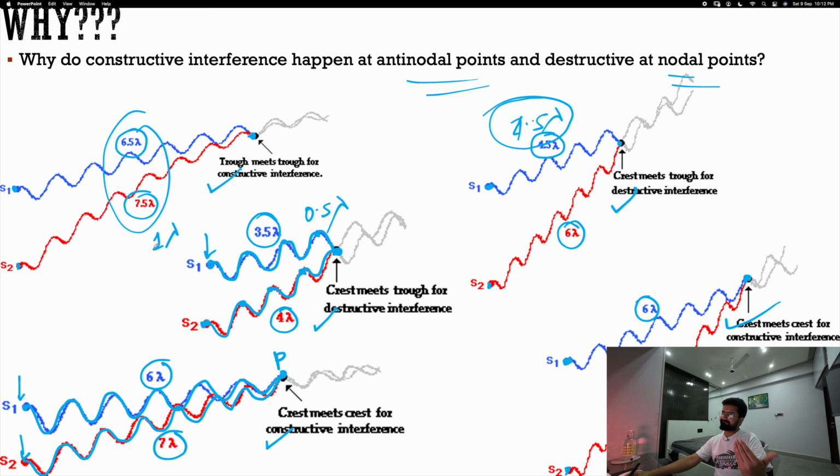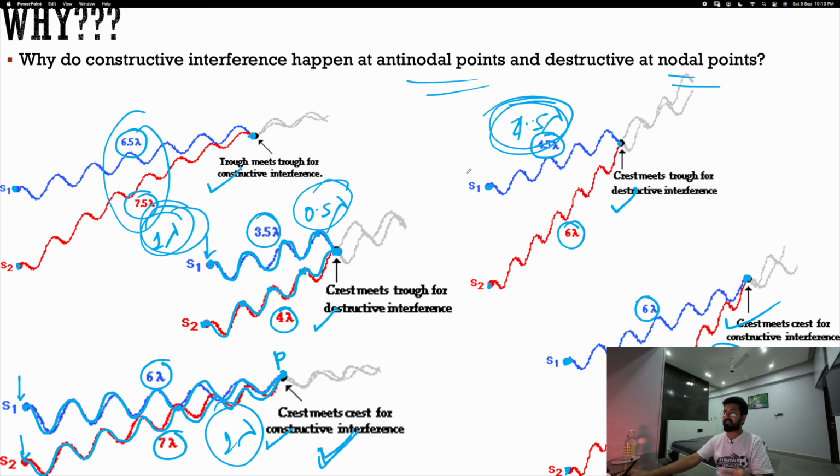that wherever you have constructive interference happening, it's always an antinodal point. What is an antinodal point? Integer multiples of lambda are called antinodal points. 1 lambda is an antinodal point. 1 lambda again antinodal point. 2 lambda here antinodal point. So antinodal points lead to constructive interference. Whereas 0.5 lambda, 1.5 lambda are nodal points, right? So yeah, nodal points are the points where you have crest meeting trough leads to destructive interference.